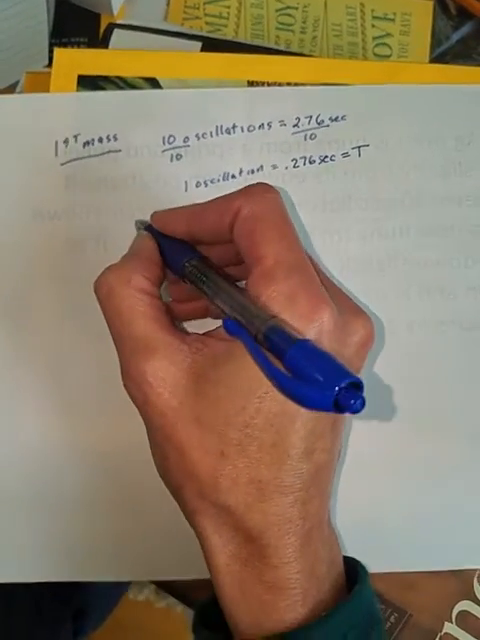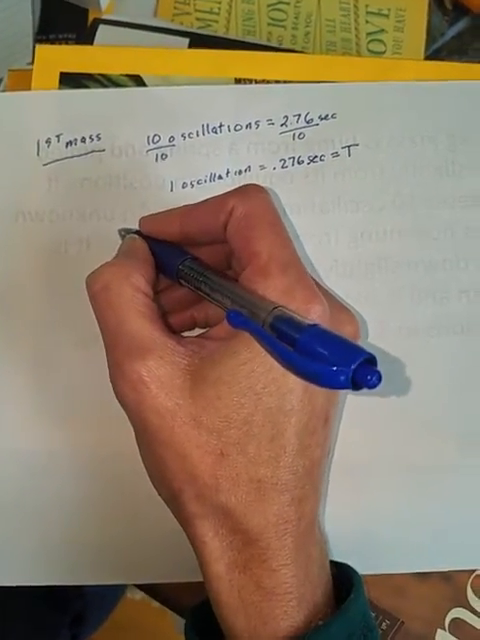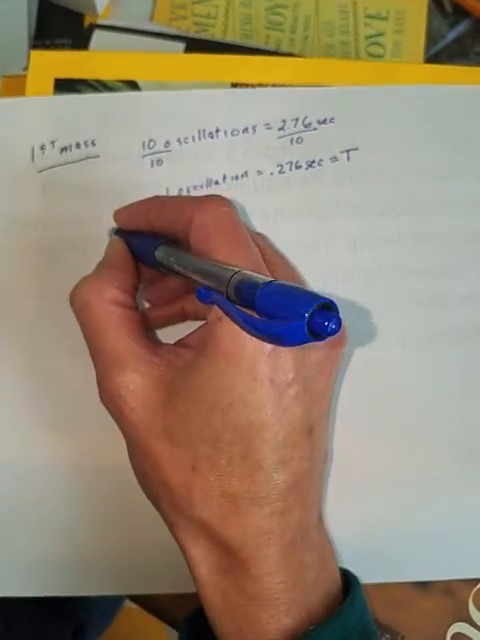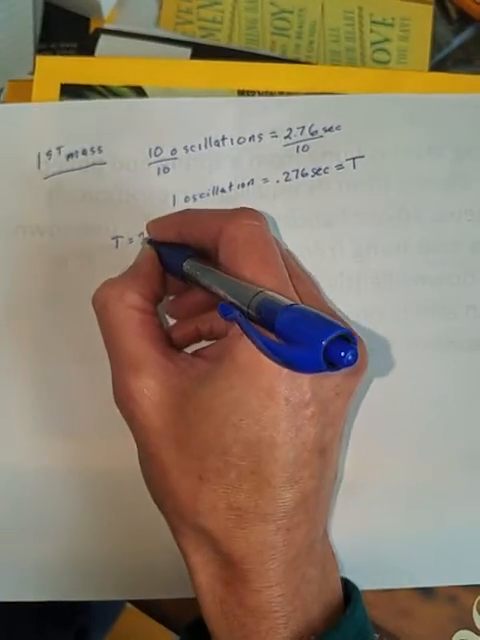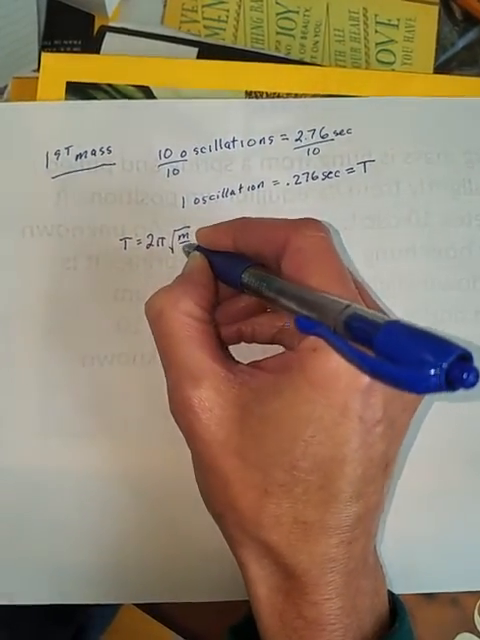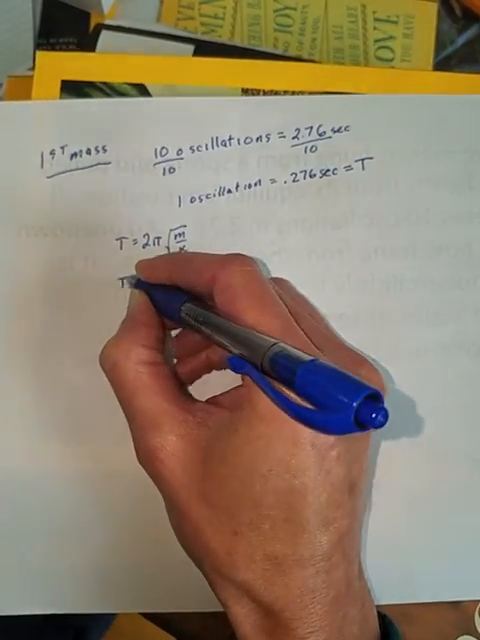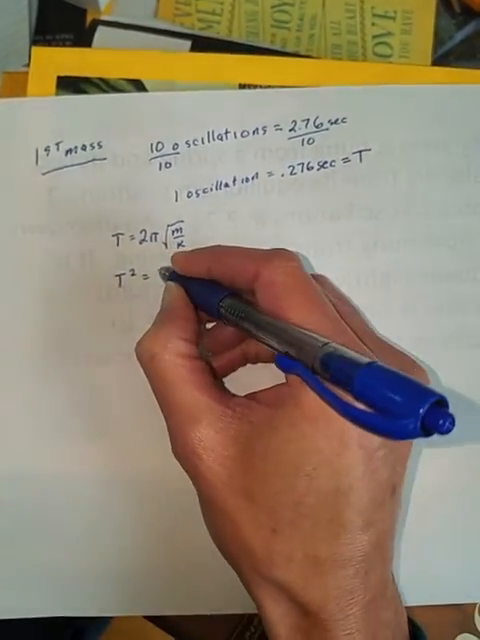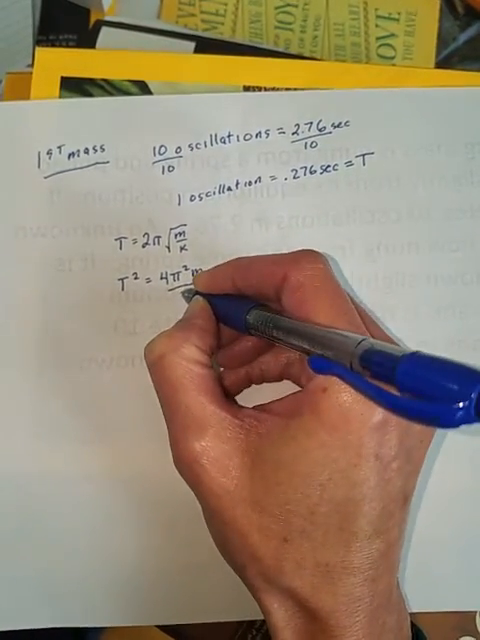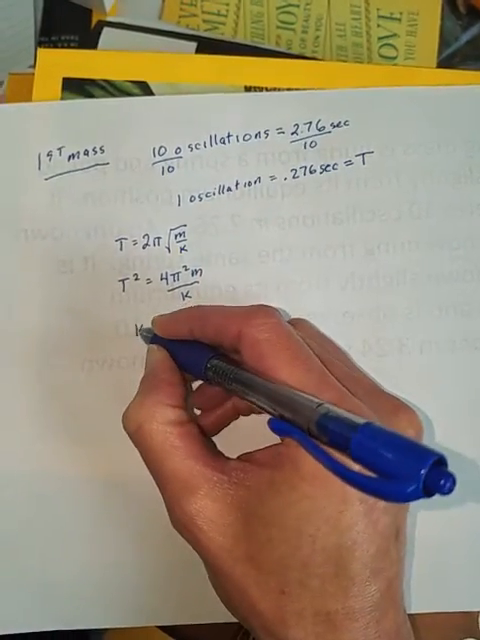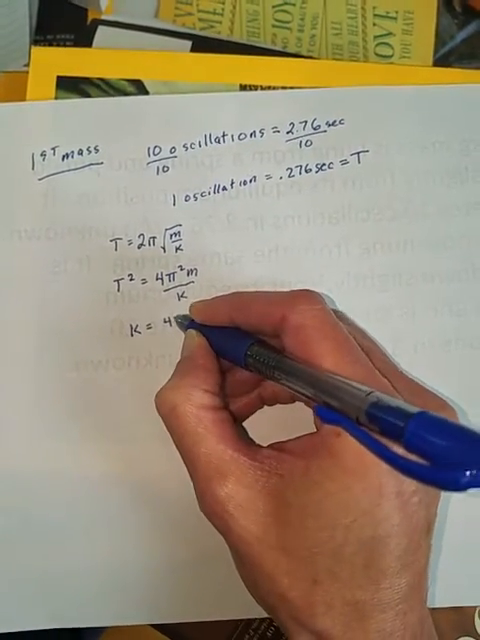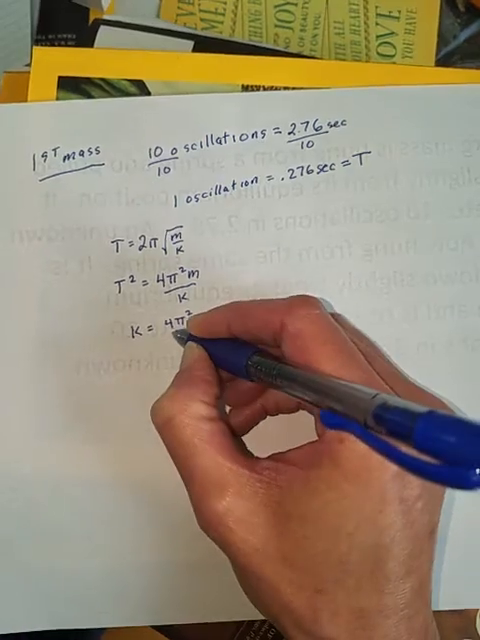So we want to find what k is of the spring, because that's going to stay the same for both springs, or for both masses. So T is equal to 2 pi square root of m over k. If I square both sides, that's T squared is equal to 4 pi squared m divided by k. And k is equal to 4 pi squared m over T squared.